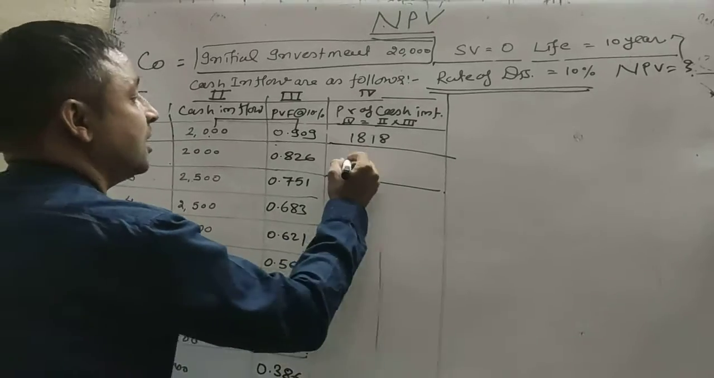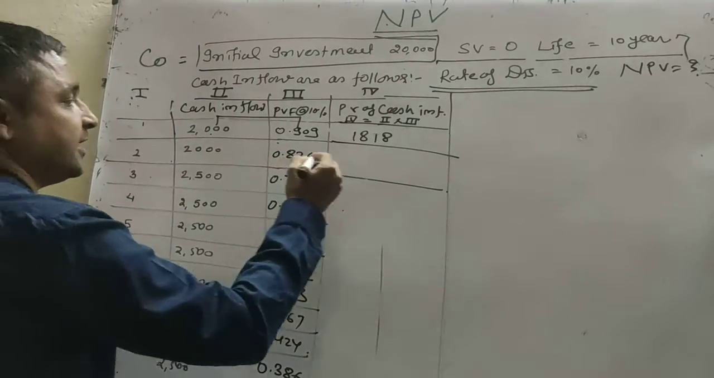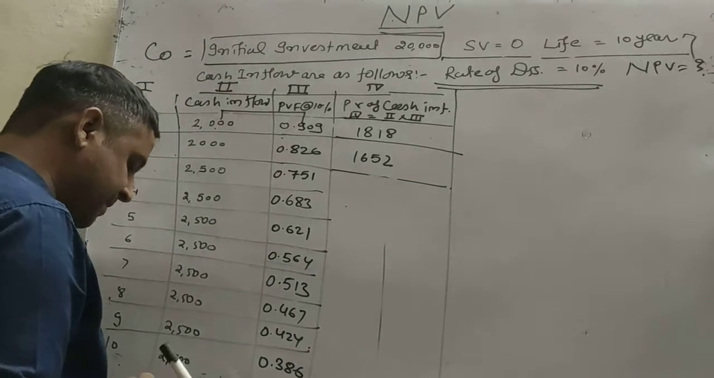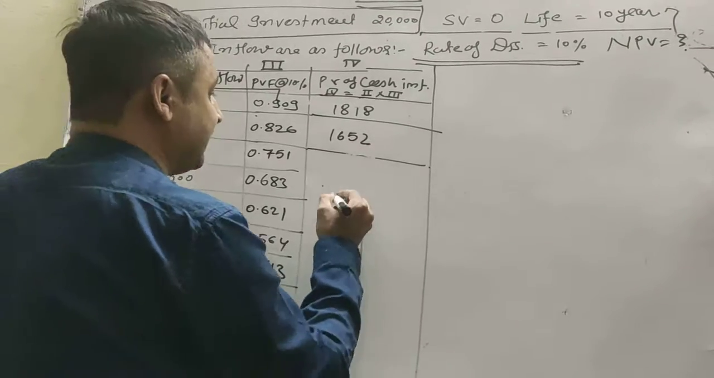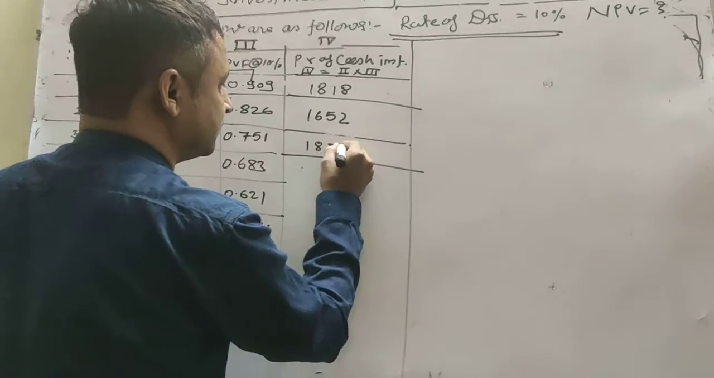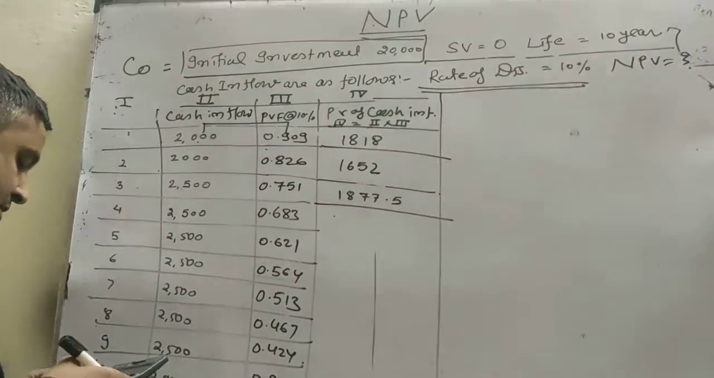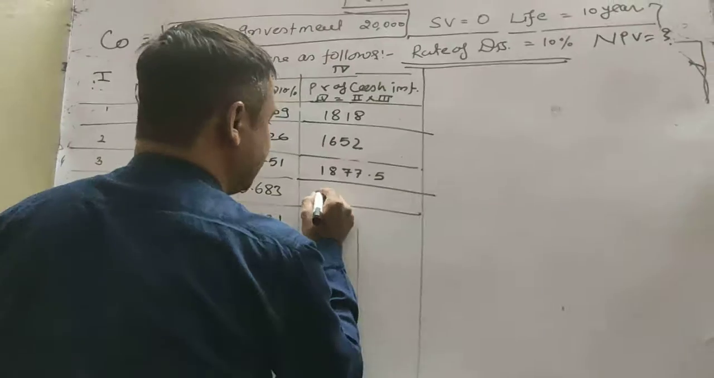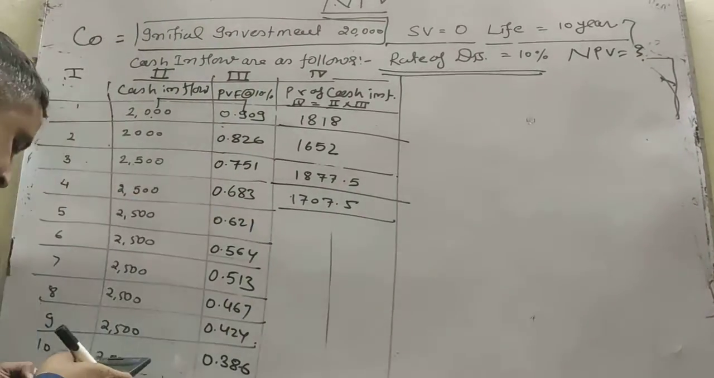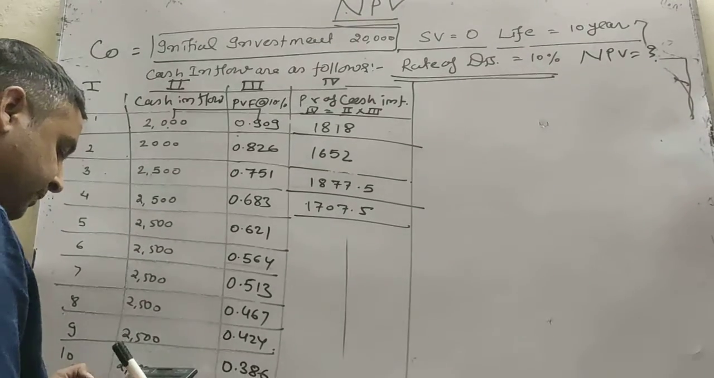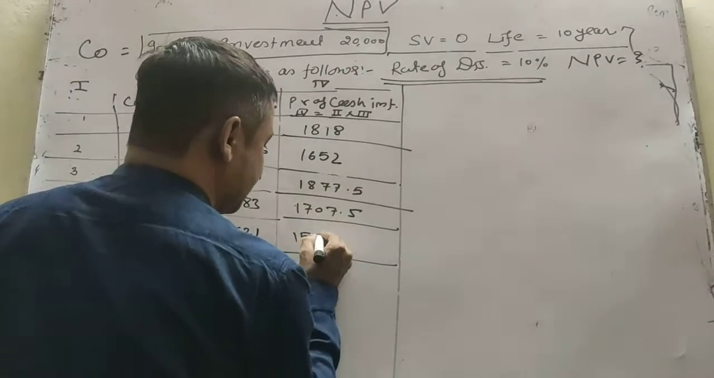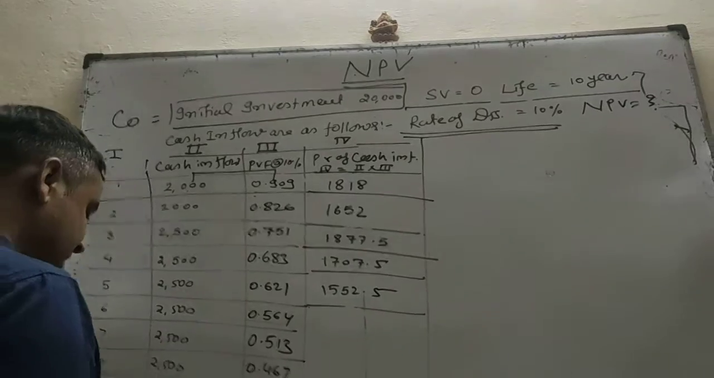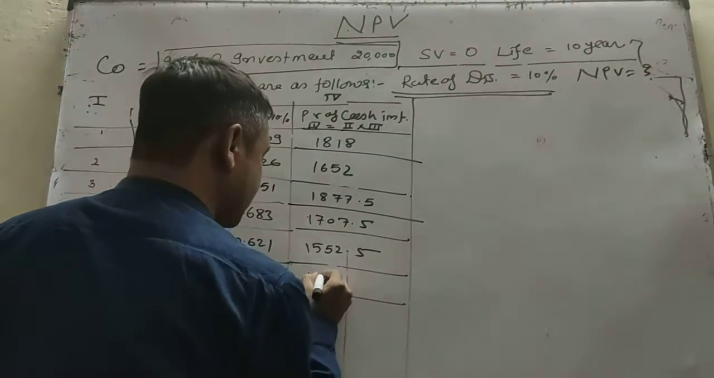Then 2000 multiplied by 0.826, that is 1652. 2500 multiplied by 0.751, 1877.5. 0.683 multiplied by 2500, 1707.5. 2500 into 0.621, 1552.5. 2500 into 0.564, that is 1410.